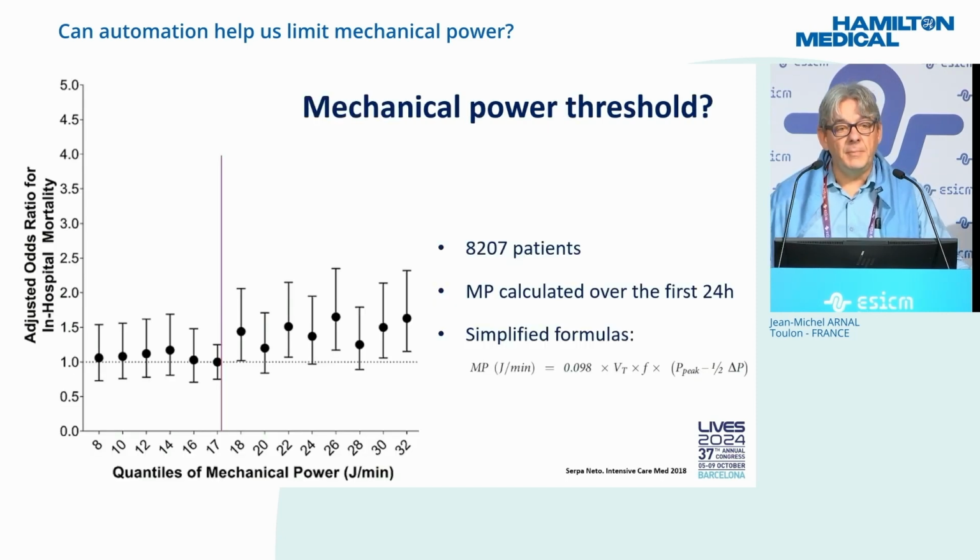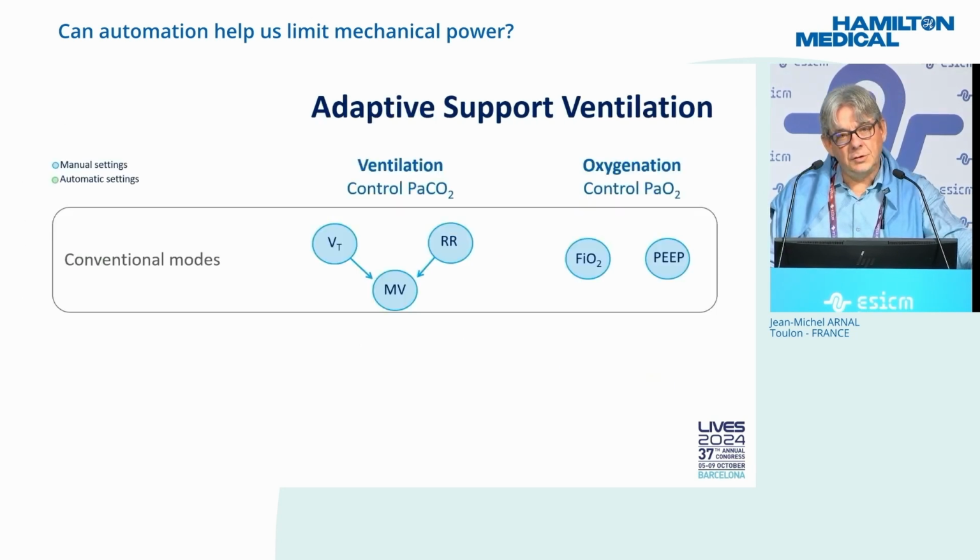And this study has been already mentioned that if we look retrospectively at a large number of patients, and calculate the mechanical power over the first 24 hours of mechanical ventilation, the mechanical power is related to the outcome of the patient with a sort of threshold between 17 and 19 joules per minute. And we all know that, yes, over a certain energy transmitted to the lung, there is inflammation, there is VILI, and VILI increases the risk of mortality. So can automation in mechanical ventilation help?